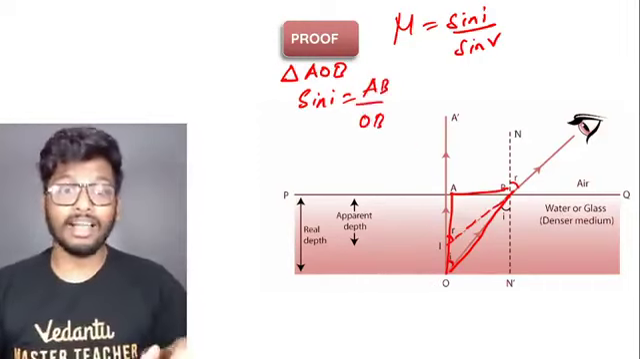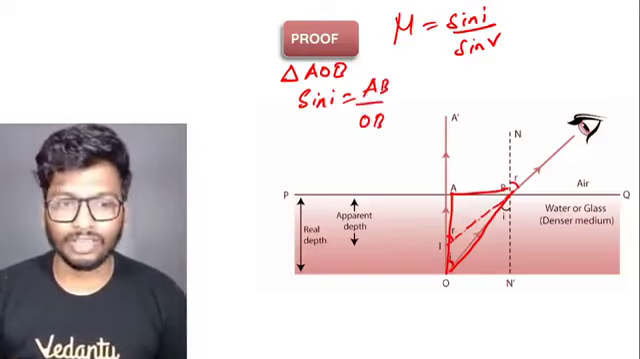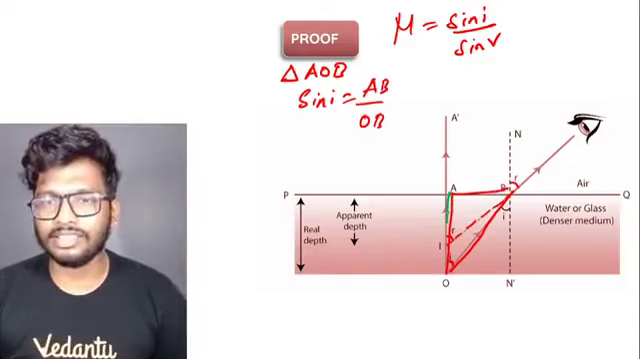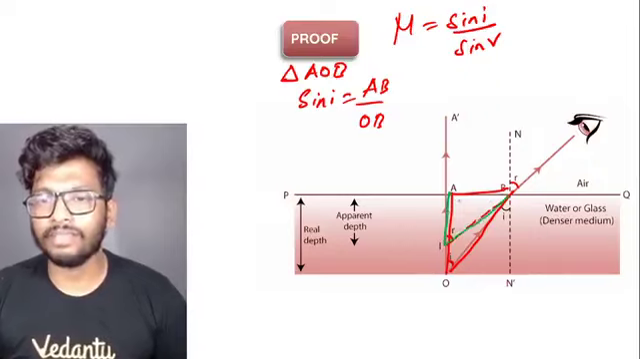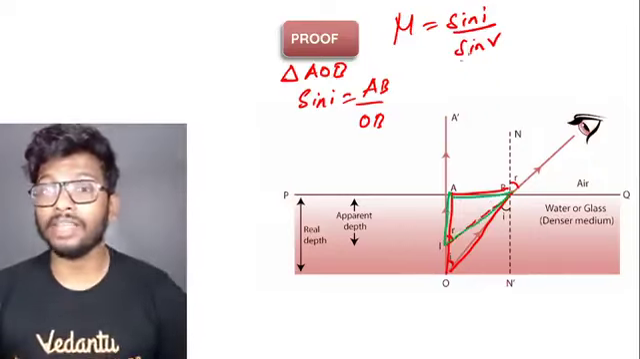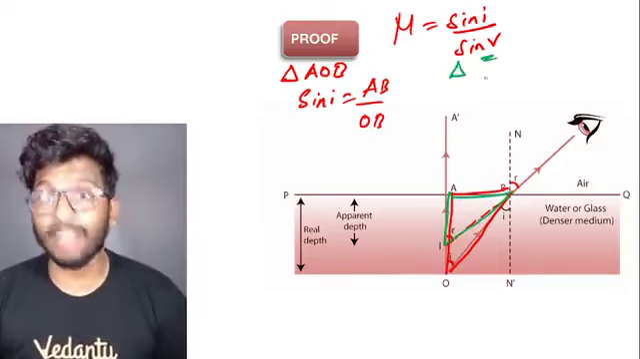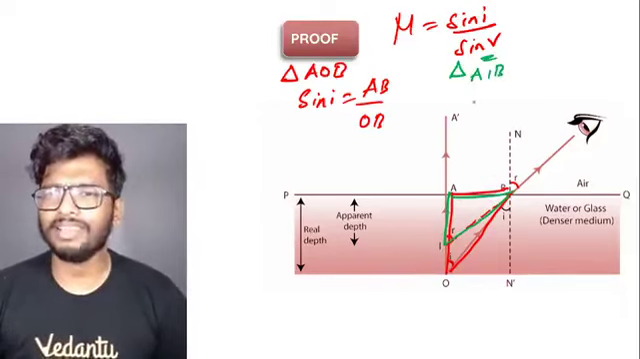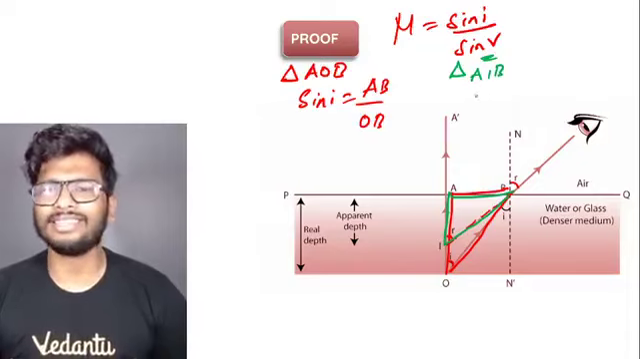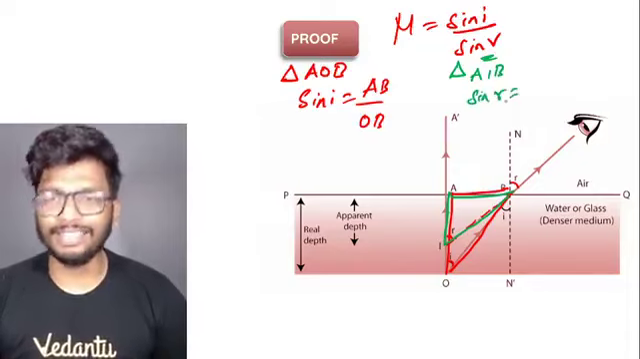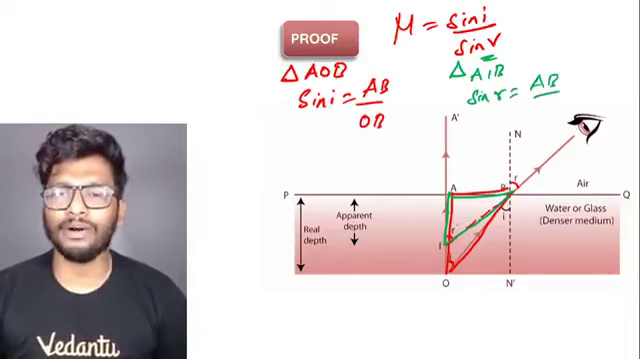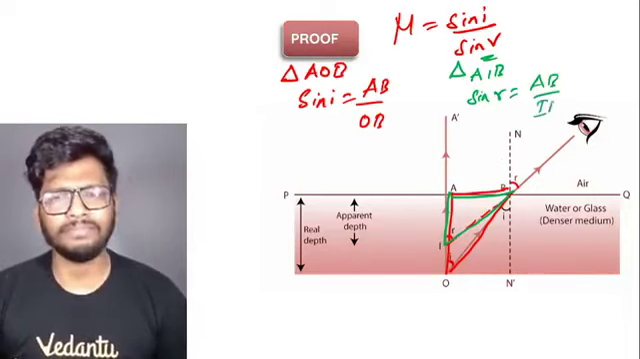Now I'm going to do the same thing for the second triangle, which is this triangle, that is AIB. Exact same thing, but this time I'm going to find out the sine R value. So for triangle AIB, what are you going to get? Sine R is equal to opposite by hypotenuse again. Opposite is AB and hypotenuse is IB. Simple. So far so good.